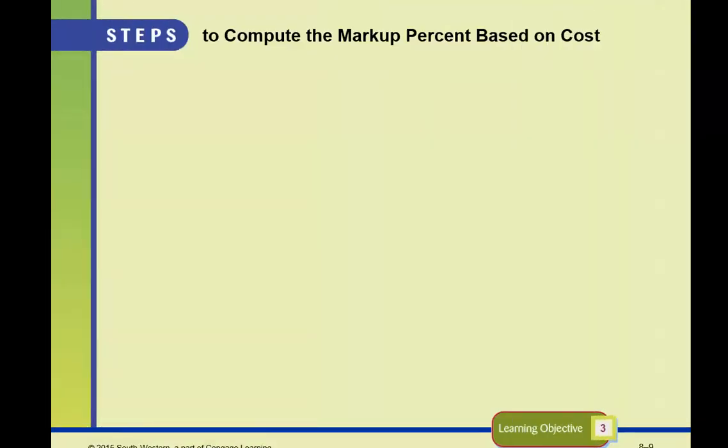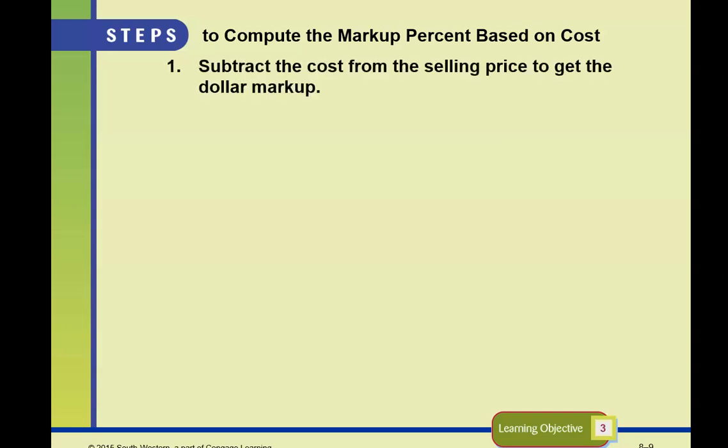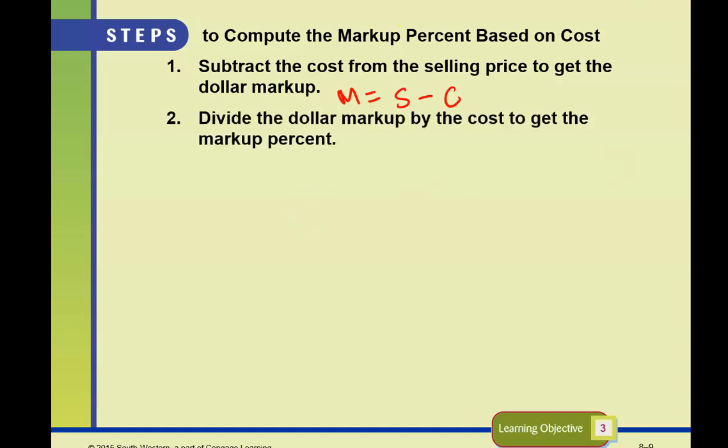Okay, another thing we can do is to compute the markup percent. So this time we're going to look for percents based on the cost. Step 1 is to calculate the dollar markup. The dollar markup can be noted with an M, and that's the selling price minus the cost. Step 2 is to divide the dollar markup by the cost to get the markup percent. So that formula is M over C.